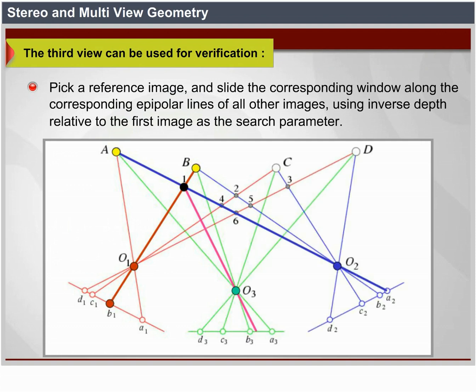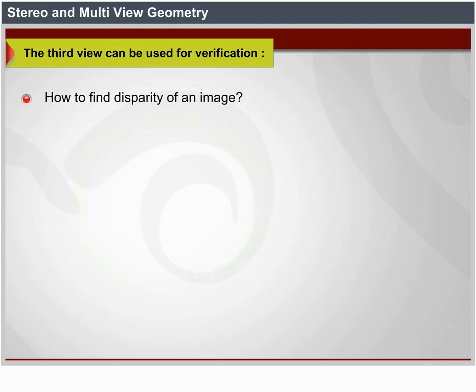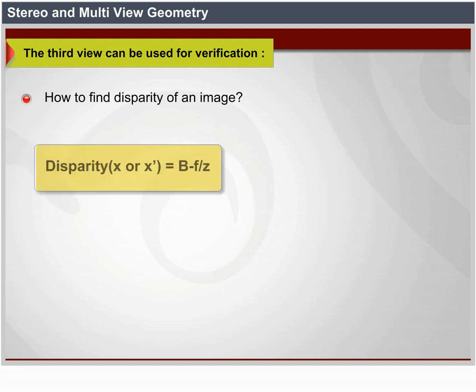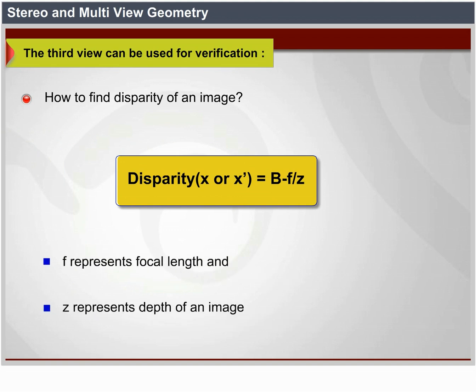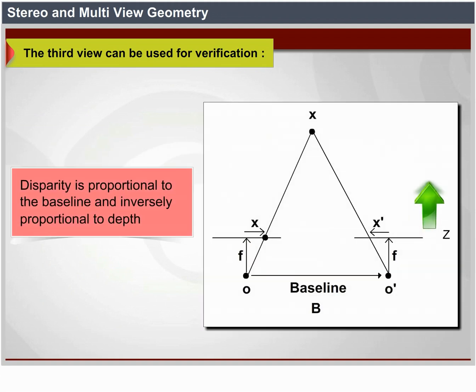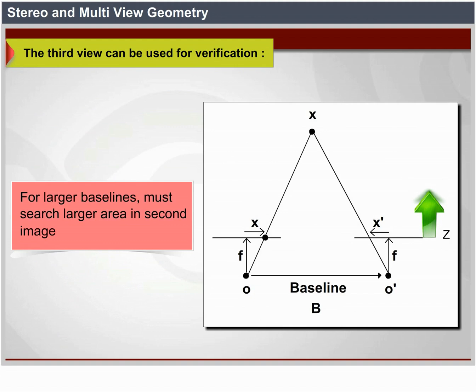How to find the disparity of an image? Disparity x - x' = b·f/z, where b is the baseline, x and x' represent the image points, f is the focal length, and z is the depth. Disparity is proportional to the baseline and inversely proportional to depth. For larger baselines, we must search a larger area in the second image. This is used to allow multiple users to view single model images.